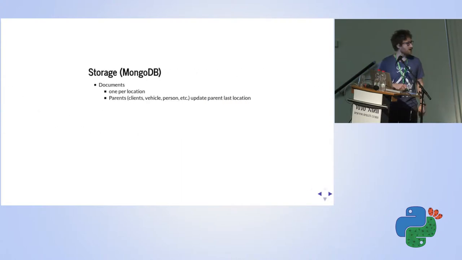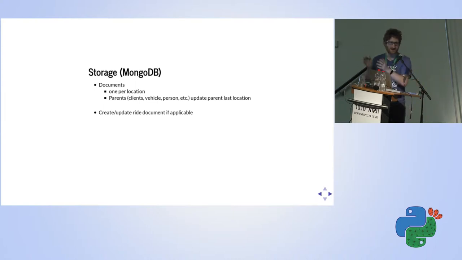So to store your data, we will use MongoDB, as I said. We will have one document per location received, and we will have parents, which are, for example, the people who are mapped, or the vehicle, or whatever. And when we receive the data, we'll update their last location. If we want to store rides, like, okay, this vehicle started at this hour, has gone that far, and stopped at that time, we will create and update ride documents, if it's applicable.